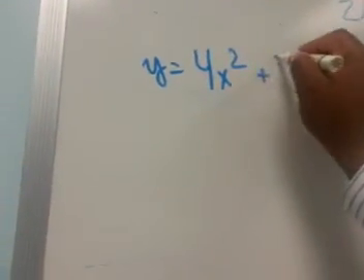Let's do 2 more. You should get the hang of this. I think there's a lot of these in your book. y equals 4x squared plus 7.